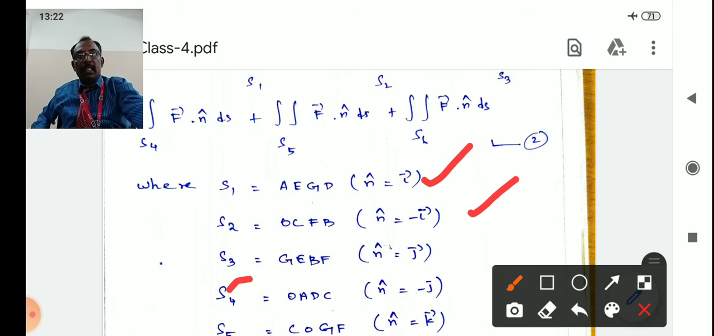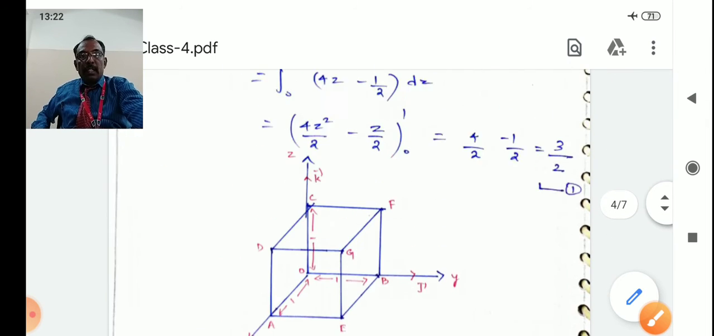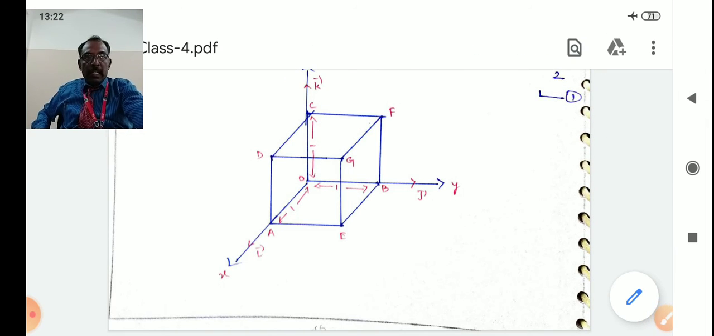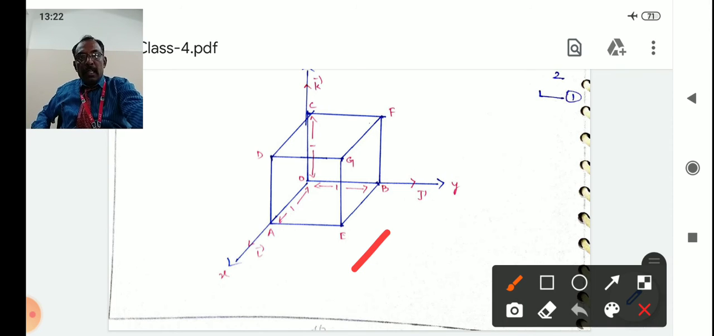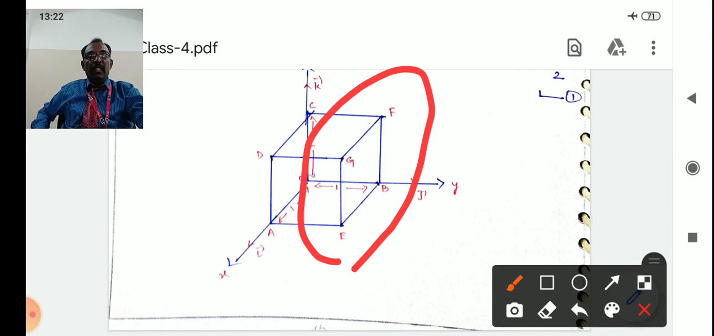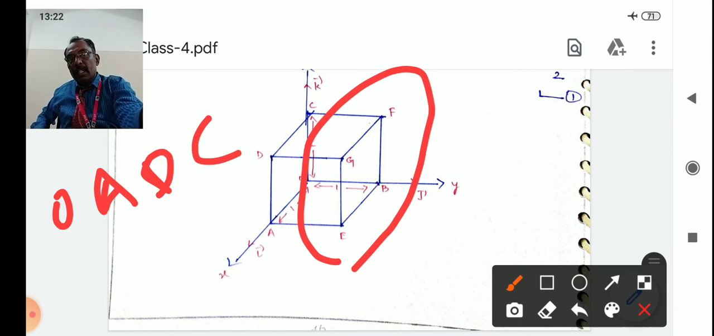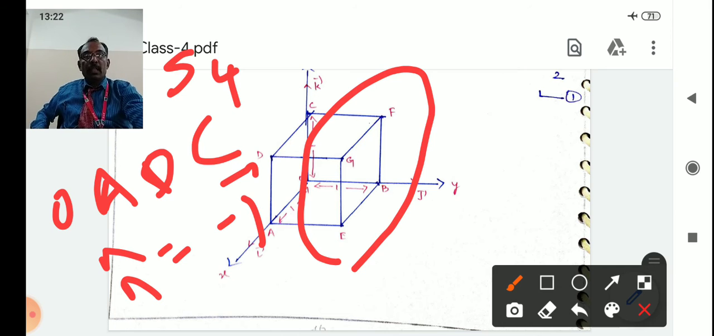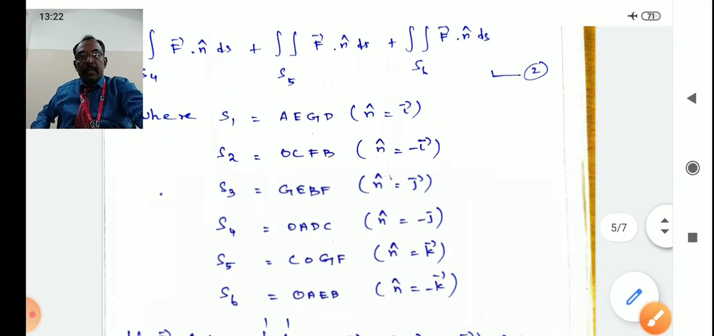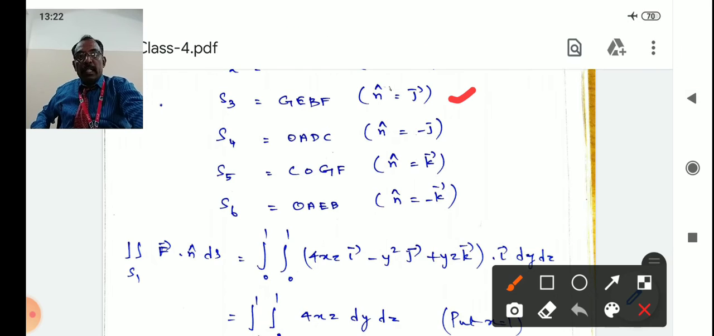So what is S3? S3 means the square EBFG, which lies on the y-axis. The n cap is very clear, j vector. What about S4? S4 means opposite of EBFG, which is OADC. This is S4. What about n cap? N cap is the opposite of the y direction, so we have to take minus j vector. So S3 and S4 are completed.